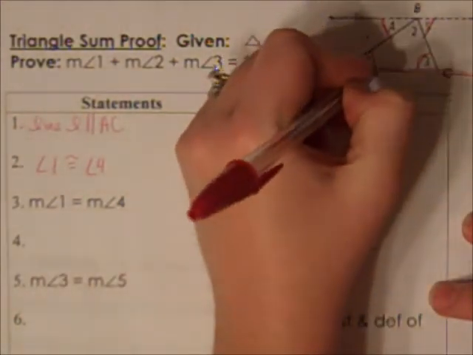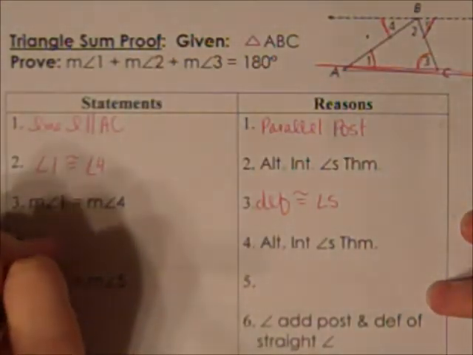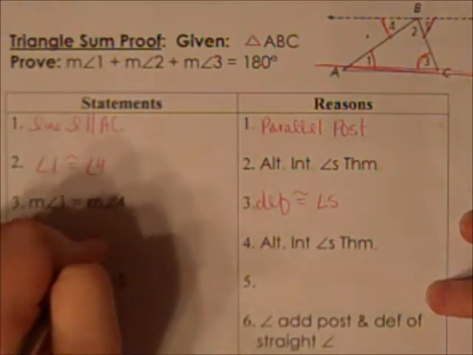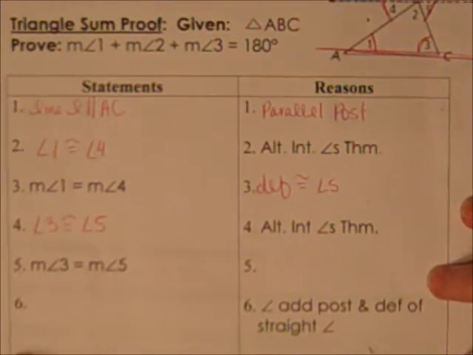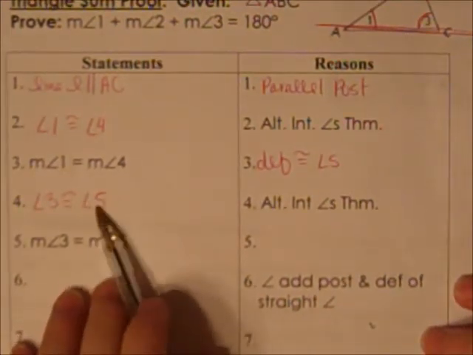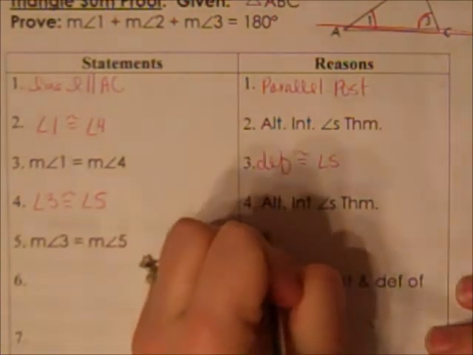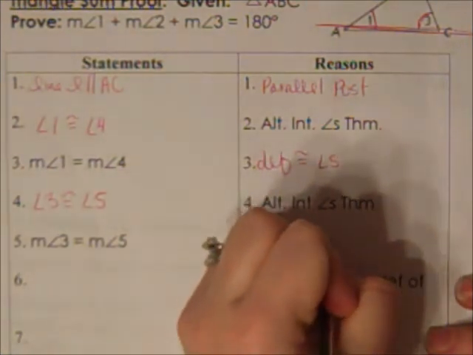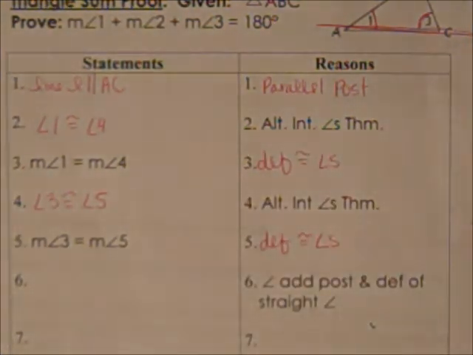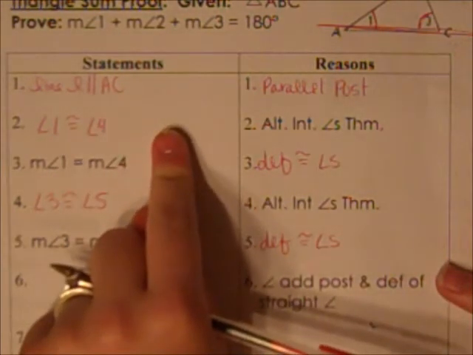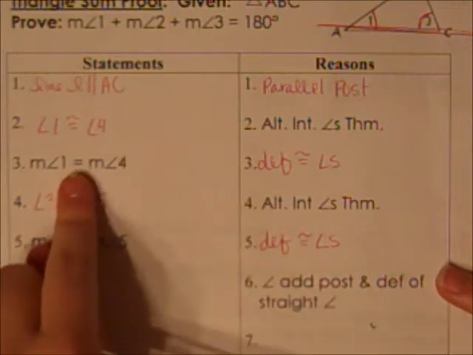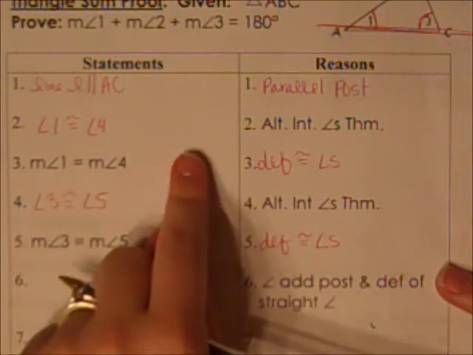I hope you can see alternate interior angles there. So angle 3 must be congruent to angle 5 because they're also alternate interior. Same steps yet again. If 3 is congruent to 5, then 3 is equal to 5 by definition of congruent angles. If I were doing this proof myself, it would be perfectly acceptable to put 1's congruent to 4, 3's congruent to 5 right next to it, 1's equal to 4, 3 is equal to 5 right next to it.